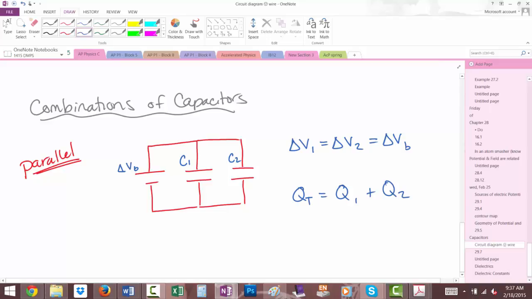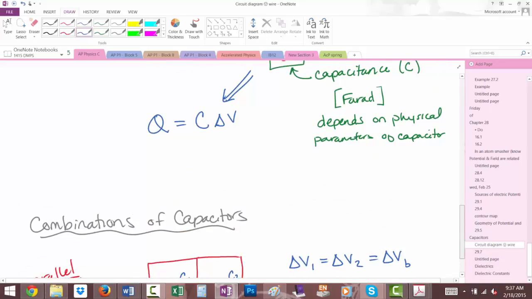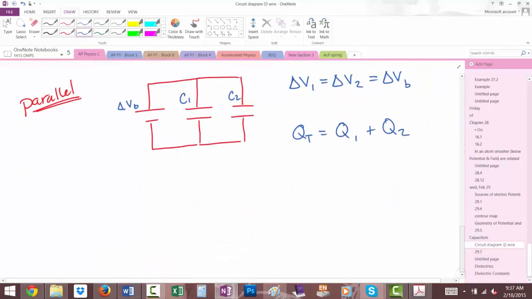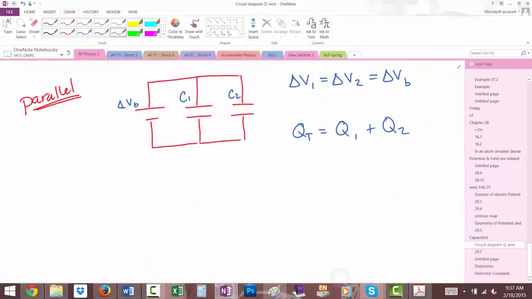Okay. Cool. So now I'm going to take that thing that I wrote down, Q is equal to C delta V, and I'm just going to write it down here. So instead of writing Q, I'm going to write this as the C, and I'm not going to write C total because usually we call it equivalent. So I'm going to call this CEQ.